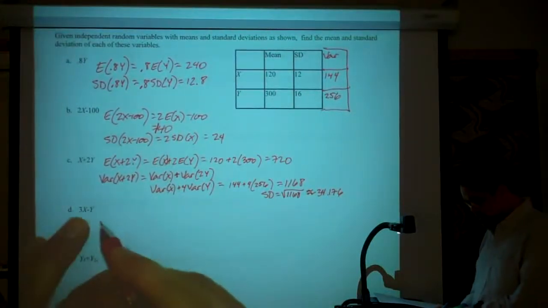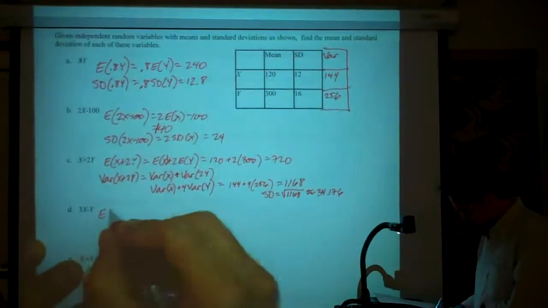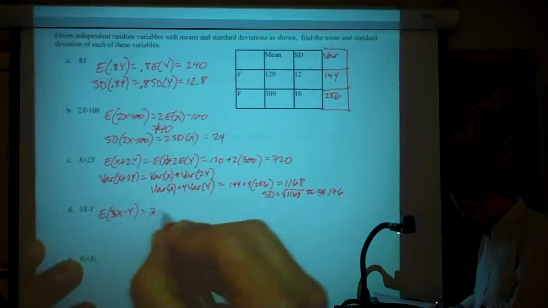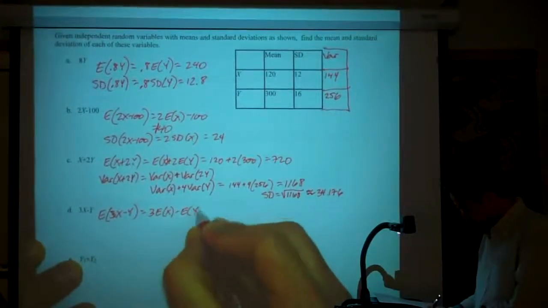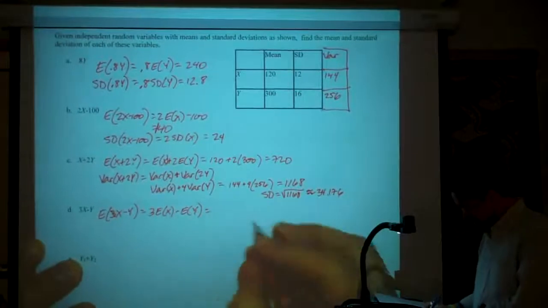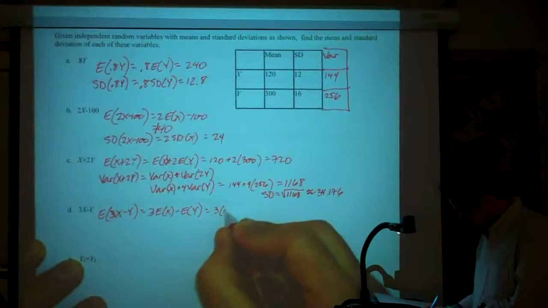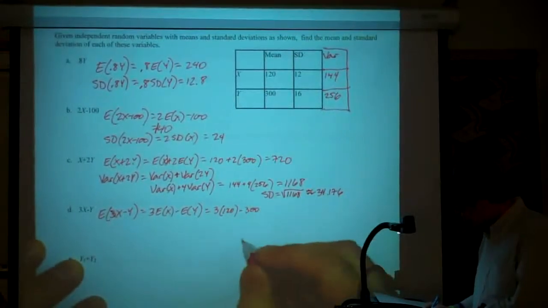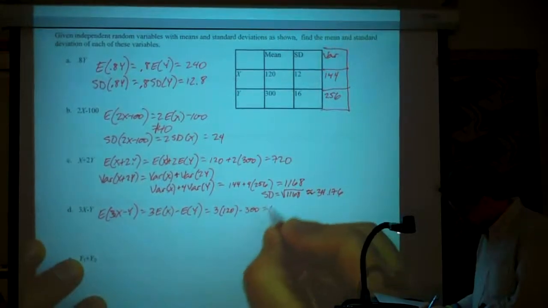D, 3x minus y. This is real similar to the last one. We have 2 random variables again. 3x minus y is going to be 3 times the expected value of x minus the expected value of y. Like I said, means are really easy. And so that's 3 times 120 minus 300, which is 360 minus 300, which equals 60.